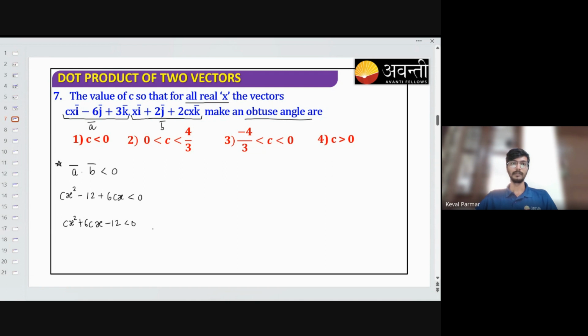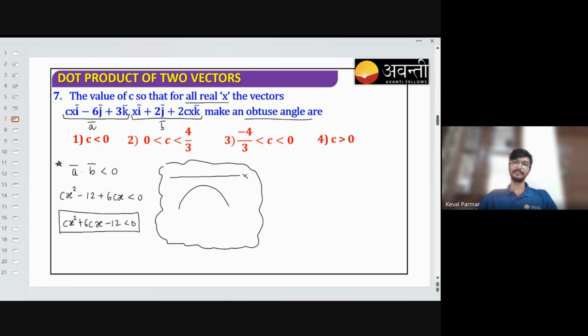Now, please remember, this quadratic equation is less than zero. So that means my graph will look like this. This is x-axis, this is my quadratic equation. Now, this graph is only possible when the leading coefficient, here it is C, is negative and discriminant is less than zero. So that means C is less than zero, equation number one.